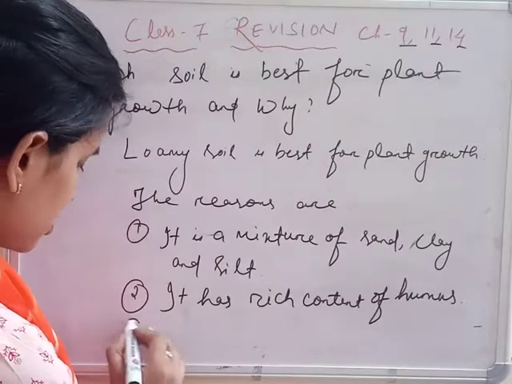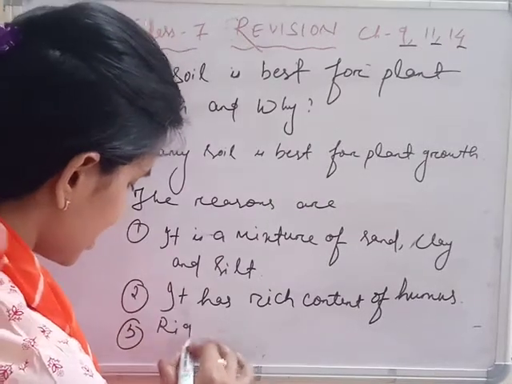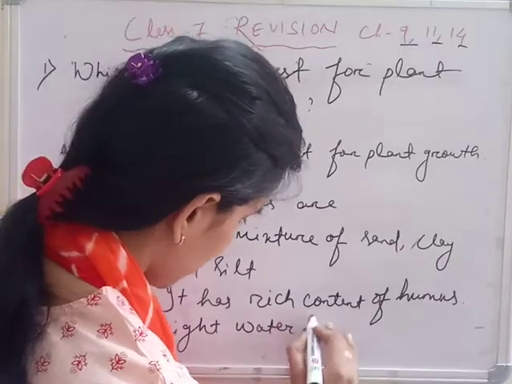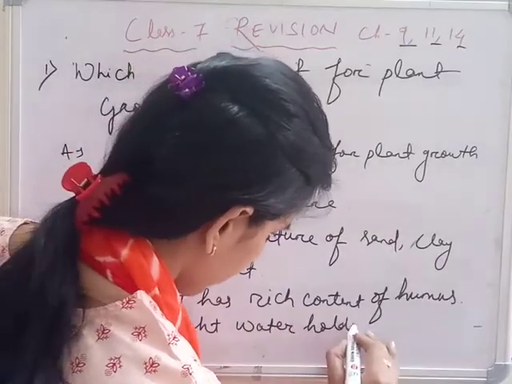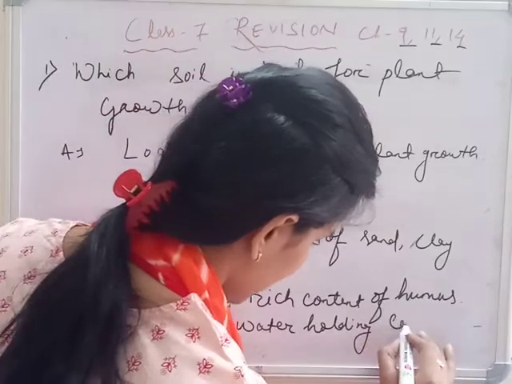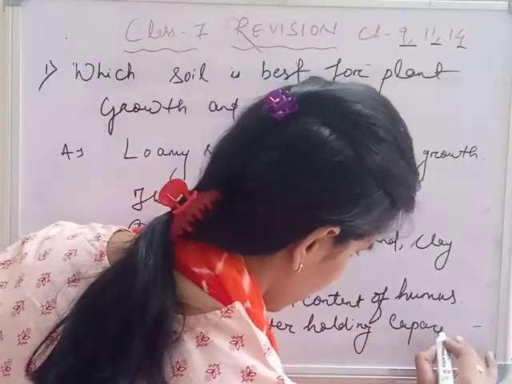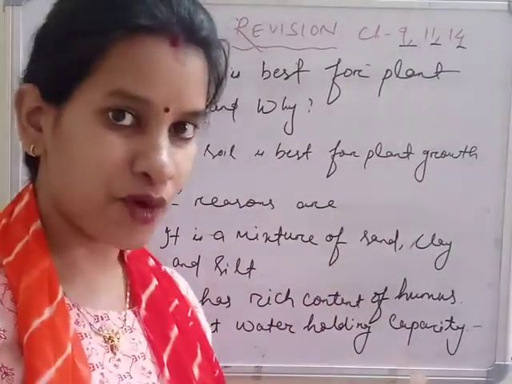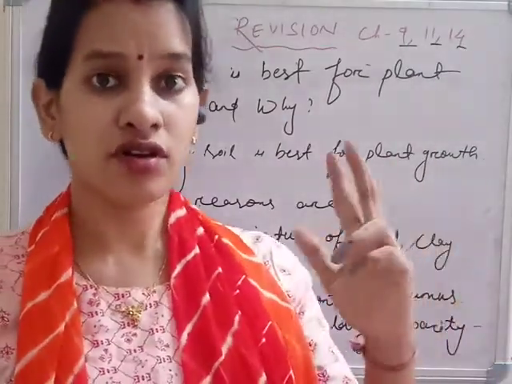And the last one is right water holding capacity. So these are the three basic points due to which loamy soil is good for plant growth.